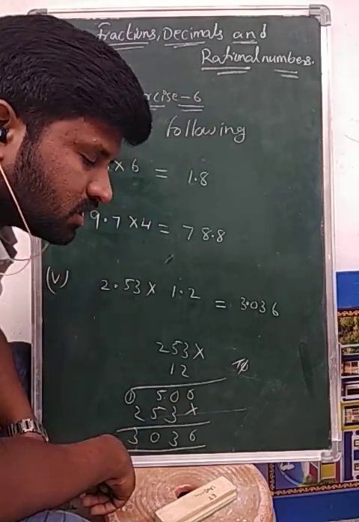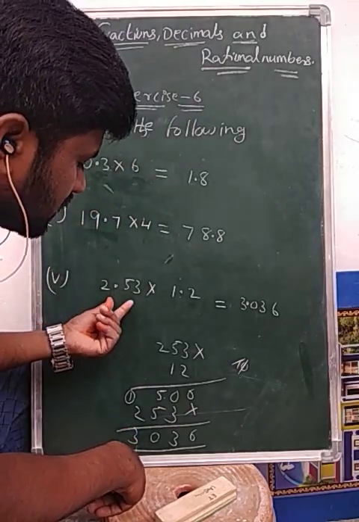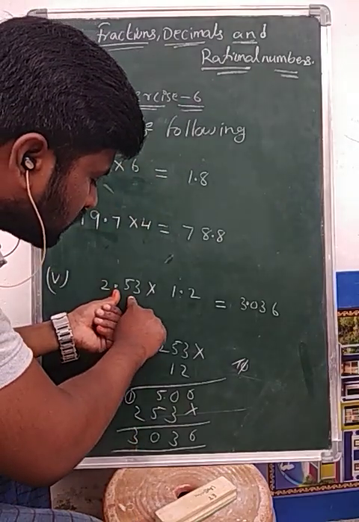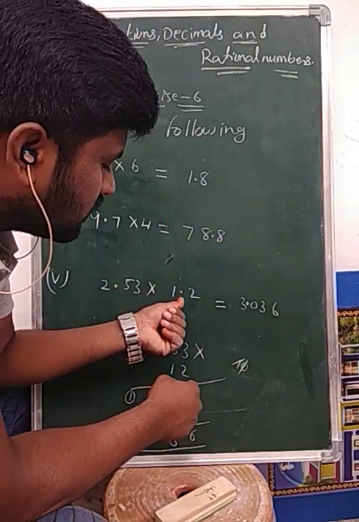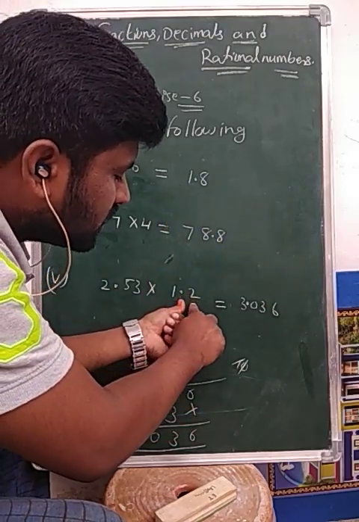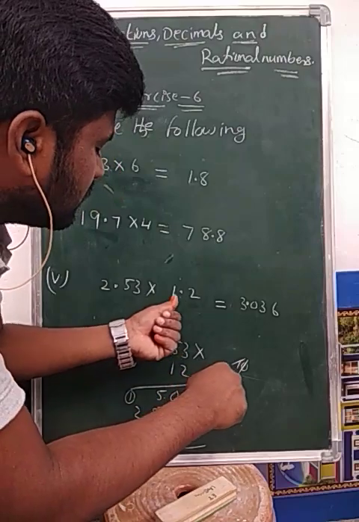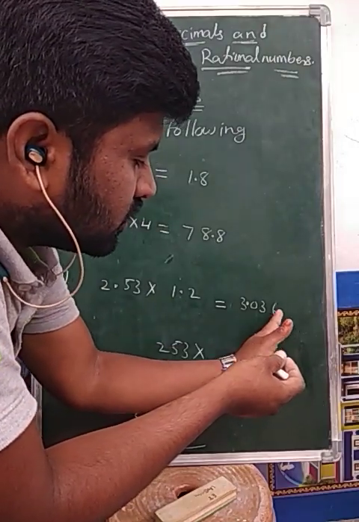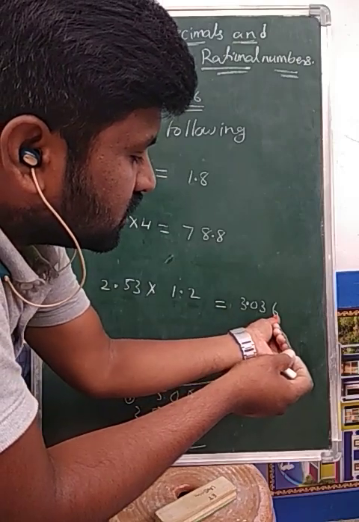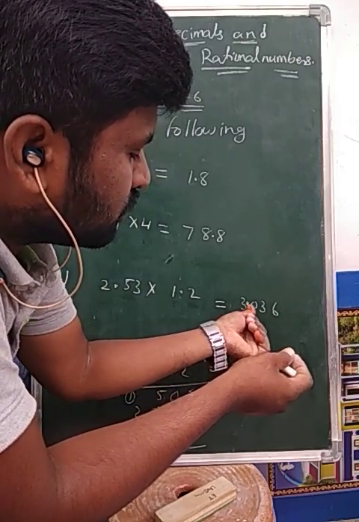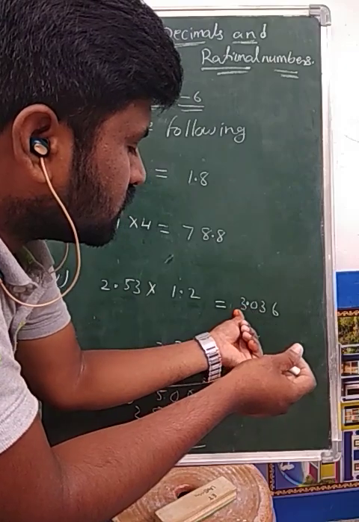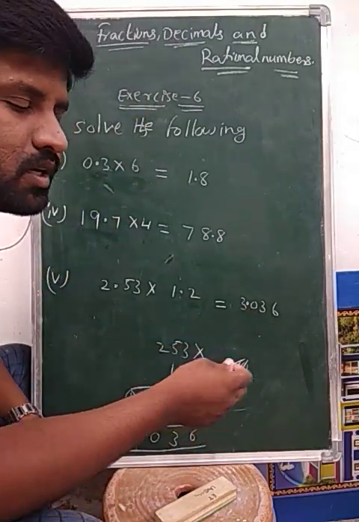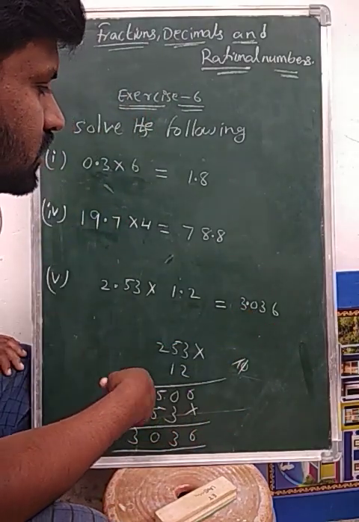Did you understand? In the first decimal number, 2 digits are there in the decimal place. In the second decimal number, 1 digit is there. That's why 2 plus 1, 3. In the result, from right to left, after 3 digits, 1, 2, 3, you keep a point. So that is 3.036. So like this, you can multiply decimal numbers.